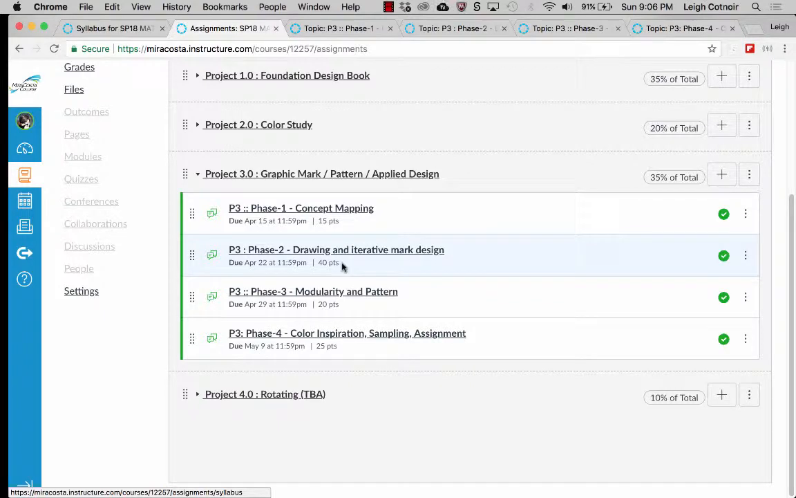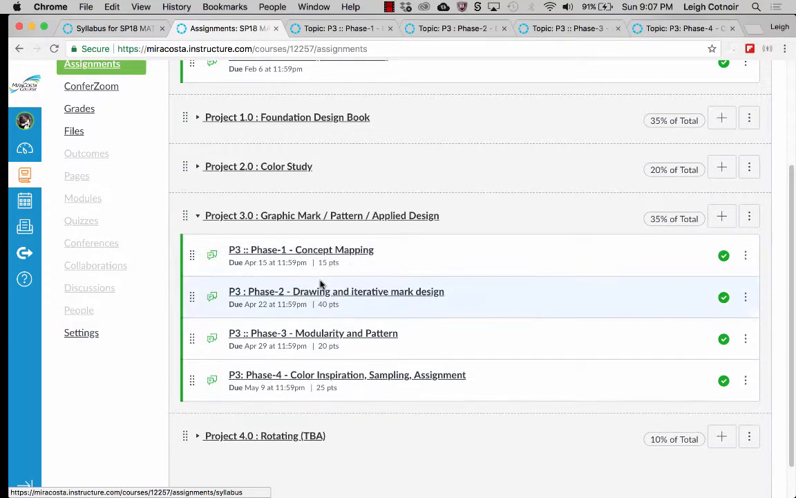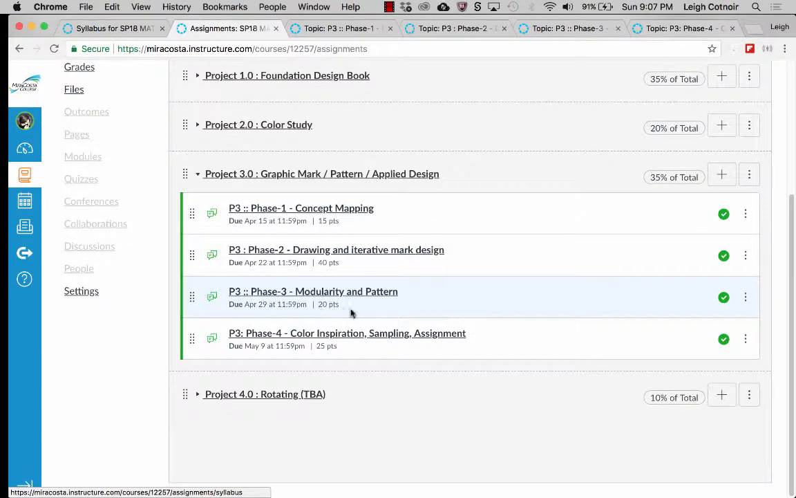Next one is going to be phase 2, which is the drawing and iterative mark design portion, and that is worth a significant chunk of points. It's worth 40 points. The third phase is modularity and pattern, where you're going to start to break your mark apart to be able to create other collateral that you can use, specifically on how to use the pieces of the mark to make patterns.